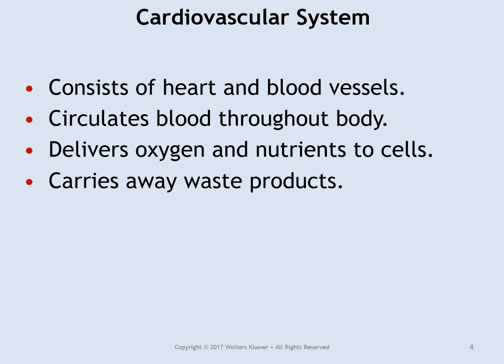So, without further ado, the cardiovascular system consists of the heart and the blood vessels. It circulates blood through the body, delivers oxygen and nutrients to cells, and carries waste products away from the body so they can be excreted at the lungs and in the liver and kidneys as well. But the one we'll be concentrating on is CO2 and oxygen exchange in the lungs.